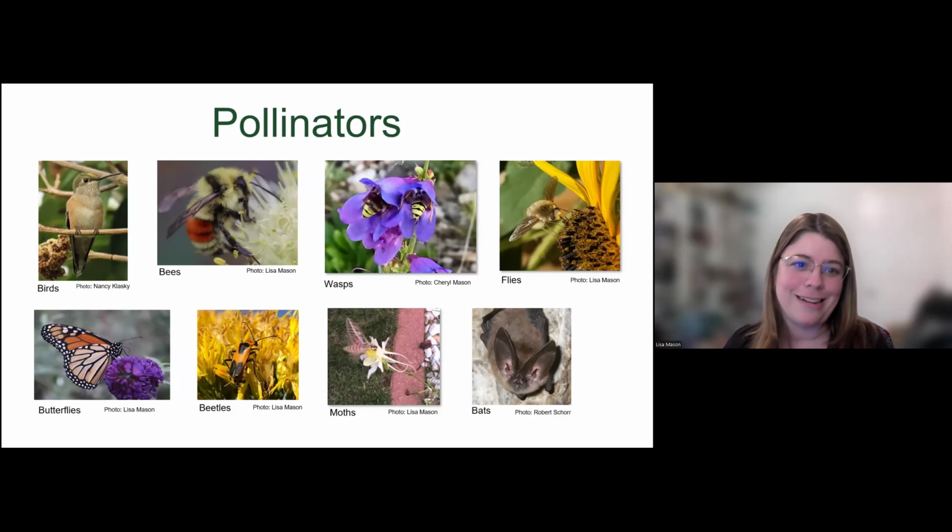Whether you're in a rural area, agriculture area, or urban area, you're likely to see all of these pollinators in the landscape. Hummingbirds in Colorado are the primary bird pollinators. They have migrated south for now, and they'll be back next April. We have about 4 species you'll commonly see.